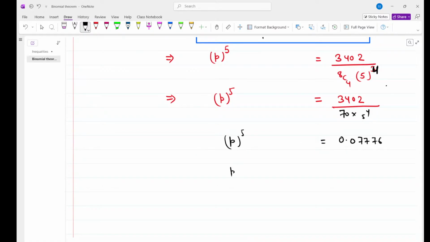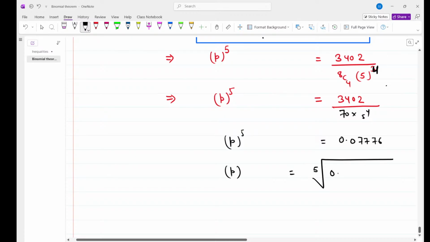This is calculator based. So p will be equal to the fifth root of 0.07776, or you can write it as power 1 by 5. So I should write 0.07776 to the power 0.2. So we are getting exactly 0.6. So this should be our answer.